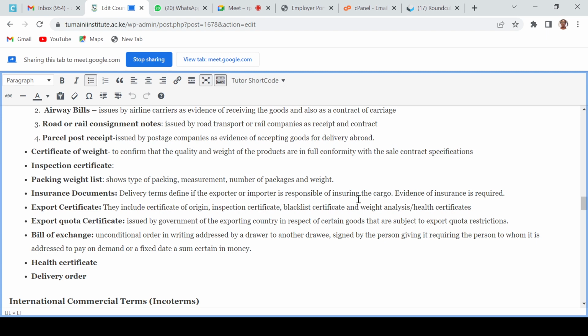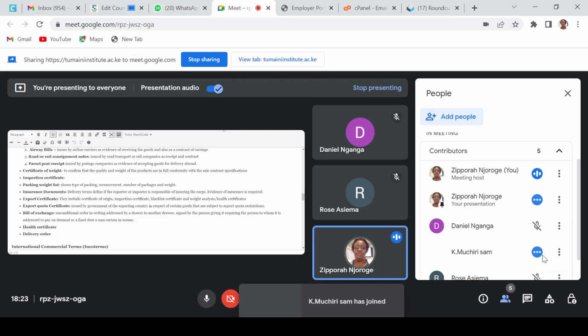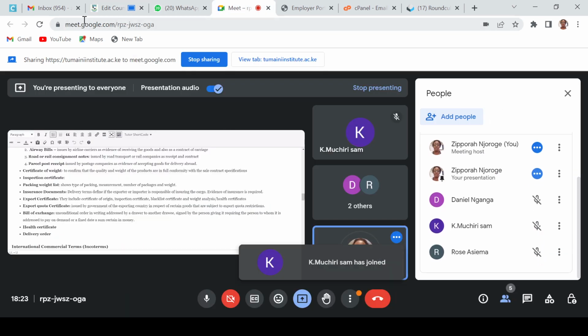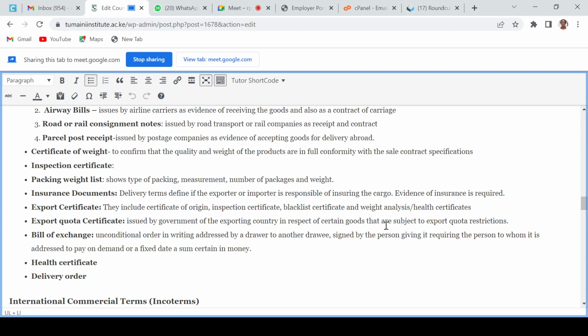Mizigo lazima ipimwe. And with export credit, the weight of goods, kilos, whatever, are very necessary for purpose of billing. So you will find that the aspect of the weight of the goods on export is very particular. They are very particular as far as export is concerned. So utapata kuna certificate of weight, which you may get maybe to confirm that quality and weight of the product are in full conformity with the sale contract specifications.